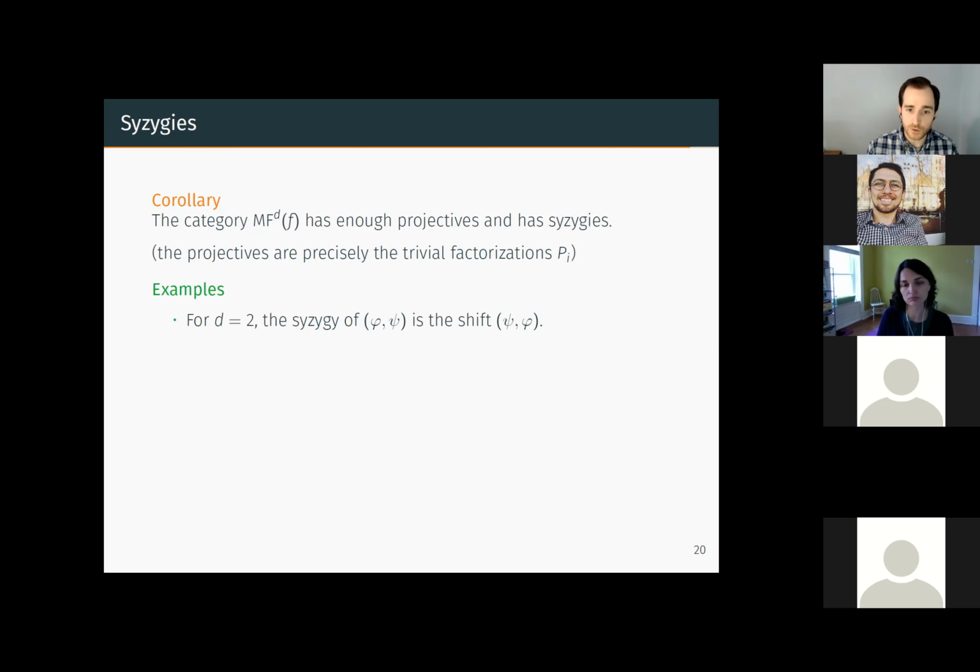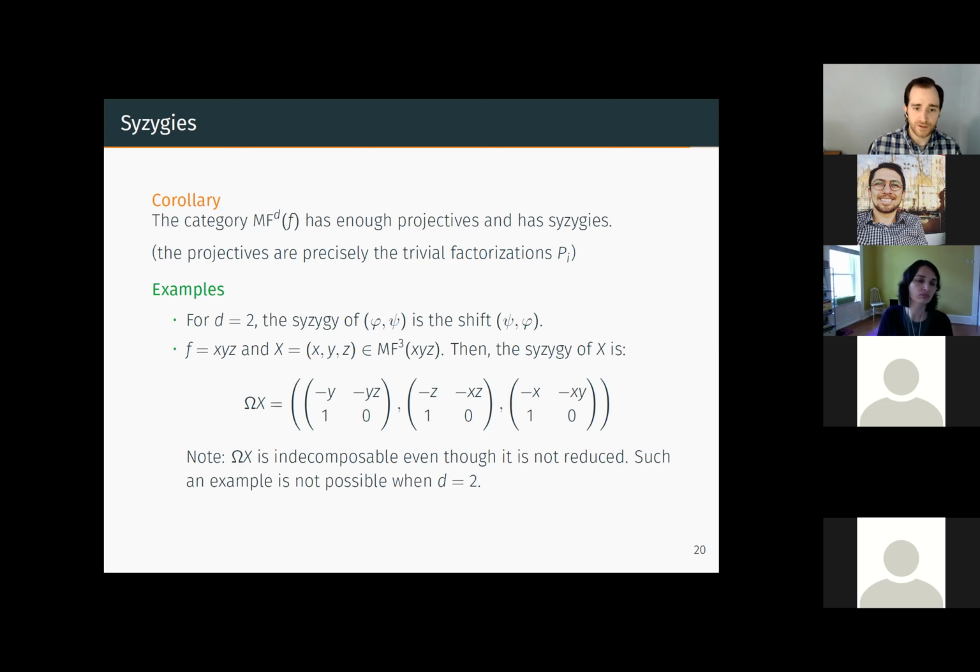Well, when D is equal to 2, maybe the reason it's not talked about too much is that it's just the shift. This is important, but nothing unexpected happens. The syzygy of (phi, psi) is precisely (psi, phi), or isomorphic to (psi, phi). As soon as you go bigger than 2, some unexpected things, at least unexpected to me, happen, which is that you can start with a reduced matrix factorization and the syzygy will not be reduced. It will have unit entries.